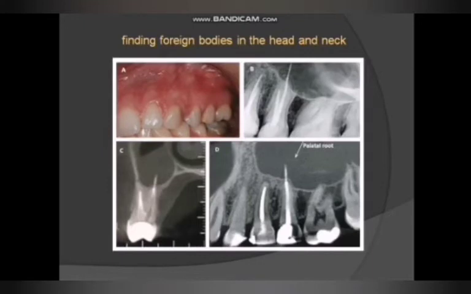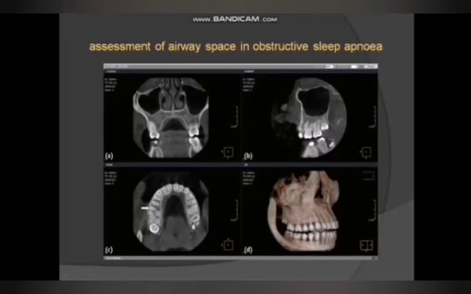Another use for CBCT is finding foreign bodies in the head and neck region. Like this figure, we have the periapical radiograph. This indicates a foreign body which is extruded into the maxillary sinus. And the last use, we have the assessment of airway space in obstructive sleep apnea. Like in this picture, from a CBCT image, we can assess the degree of blockage of the pharyngeal airway.